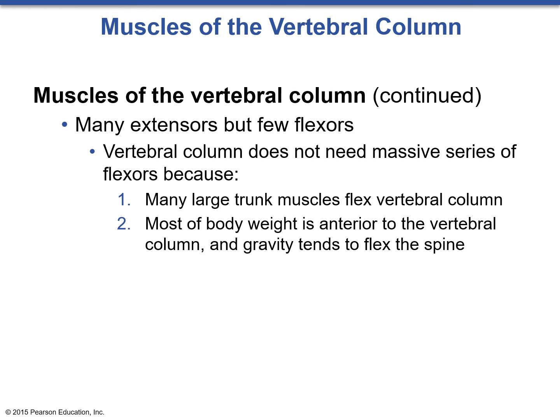Now, just as a general reminder for this, remember that many of the muscles of the vertebral column are extensors. We have very few flexors in the vertebral column. And it doesn't need a massive series of flexors because many of the trunk muscles on the front side are going to flex the vertebral column, and most of the body weight is anterior to the vertebral column, so gravity tends to naturally flex the spine. So that means your posterior side is going to be primarily extensor based.